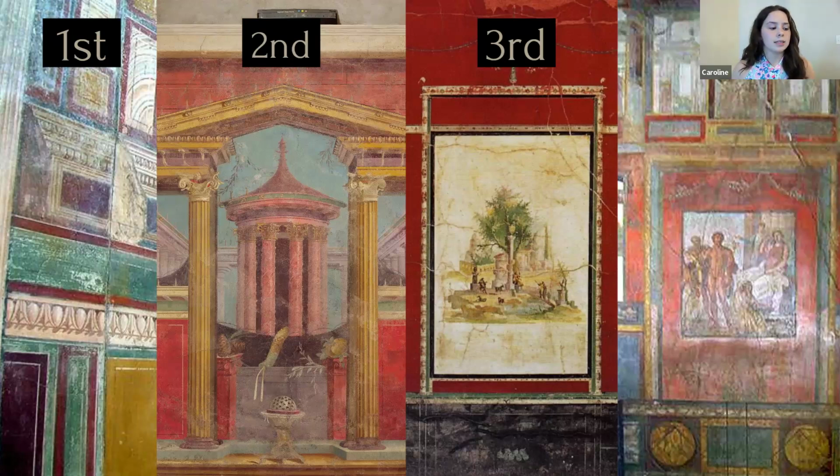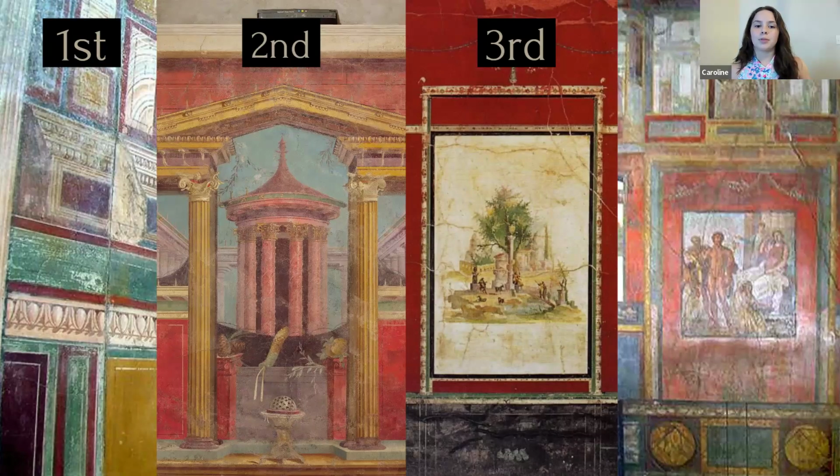And then we have the fourth style, which is from around 20 AD to 79 AD, which is when the eruption of Mount Vesuvius buried Pompeii and the surrounding cities. And it was a combination of the second and third styles, and gave this elaborate Baroque illusionism.